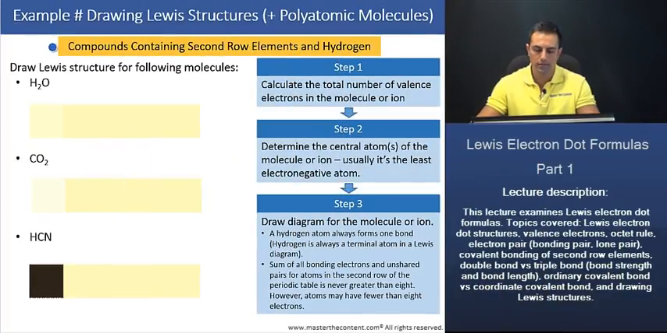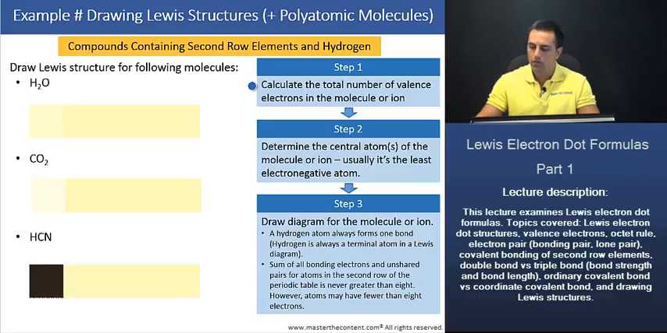Lewis structures, more specifically drawing Lewis structures for compounds containing second row elements and hydrogen. And we can do so by following the three easy steps laid out here for us on the right side of our slide. Let's take a look at them and then we'll do a few examples.